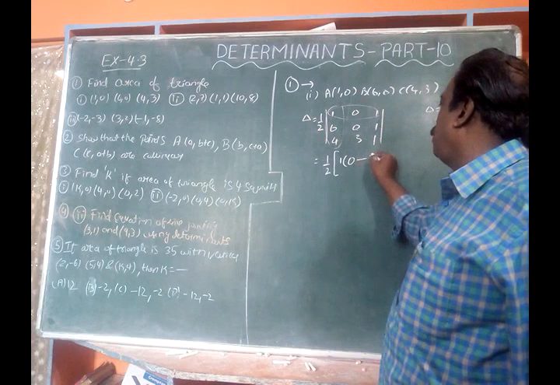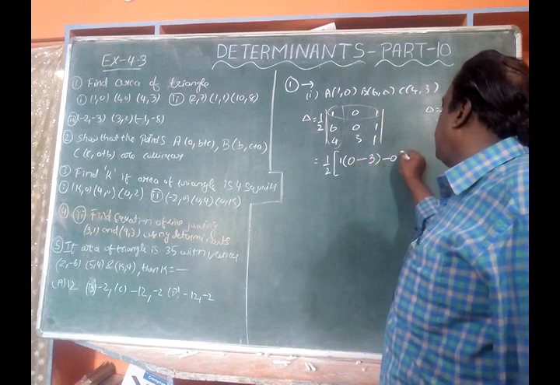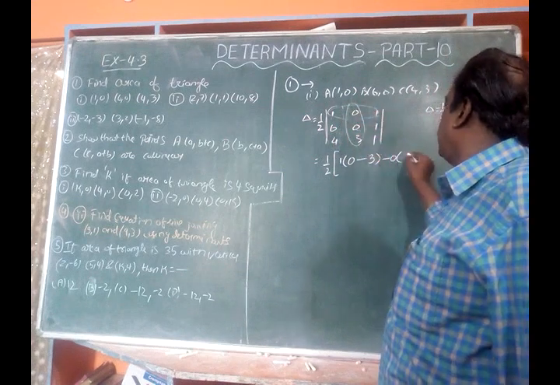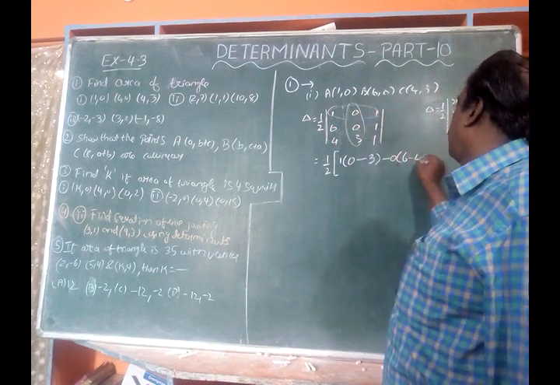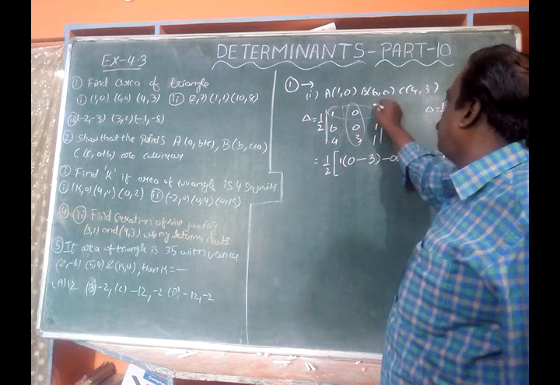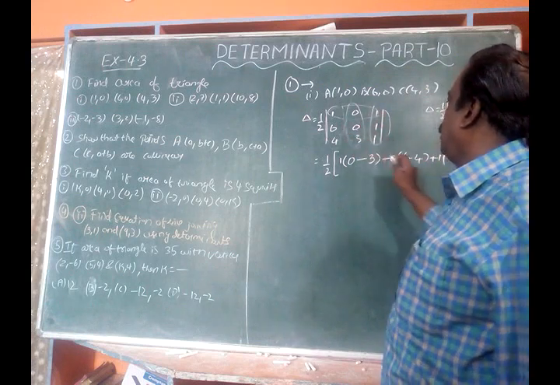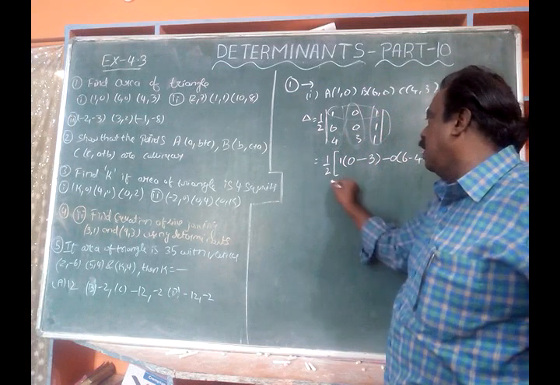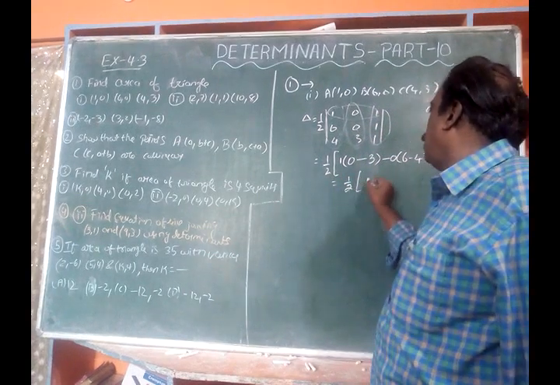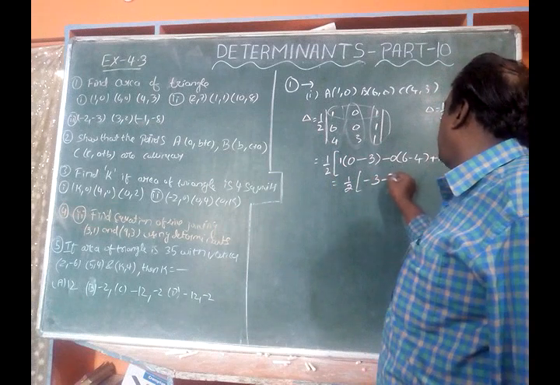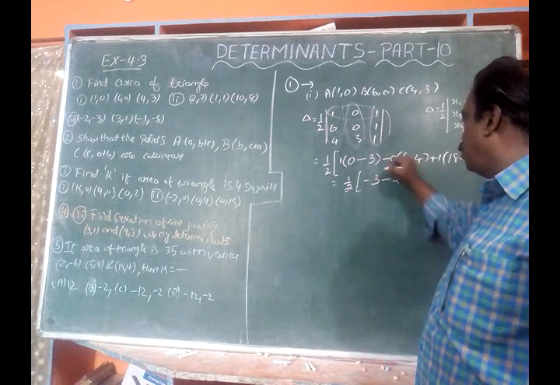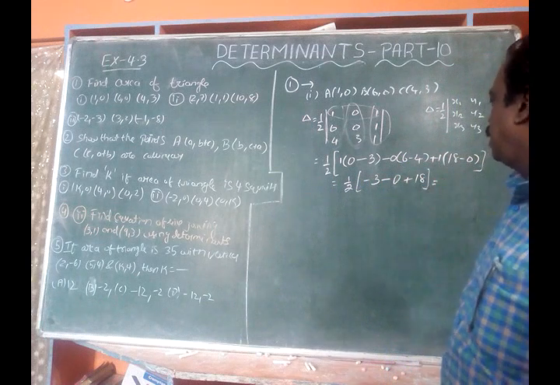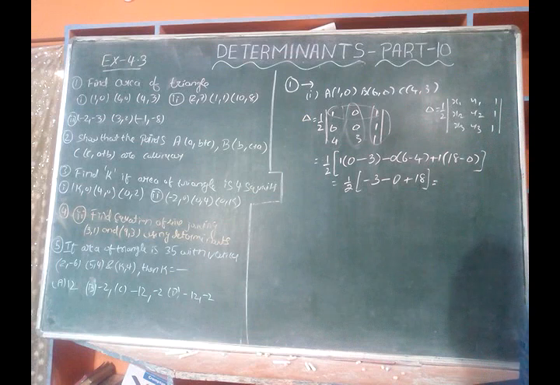0 into 1 is 0, minus 3. Minus 0 into anything, 0 into anything is 0. 6 into 1 is 6, minus 4, plus 1 of this one, it is 18 minus 0. It is 1 by 2 of, this is minus 3, it is minus 2, 0 is 0, plus 18.